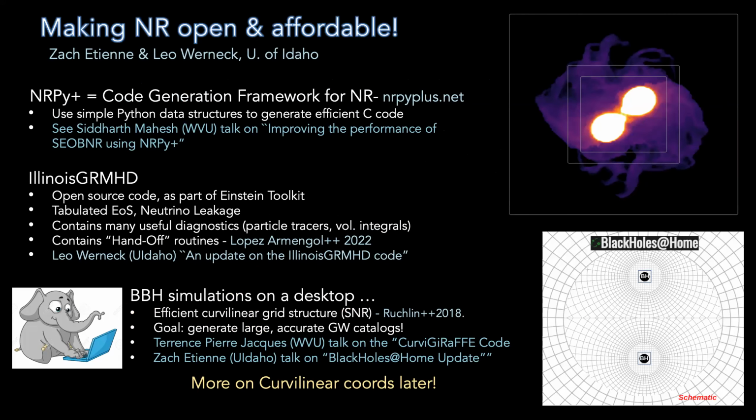Okay, so this is about making numerical relativity open and affordable. This is actually, I think, what Zach and Leo have been championing a lot. The NRPy code is really used widely now for code generation in the full numerical relativity domain. It's an efficient Python-based code that generates C code, so you're reducing a lot your ability to make errors in writing codes if you use NRPy+.